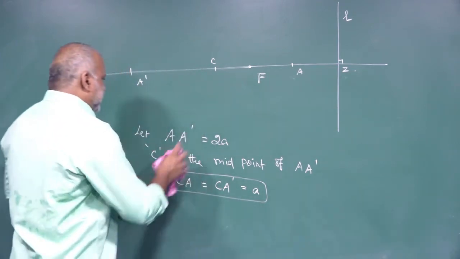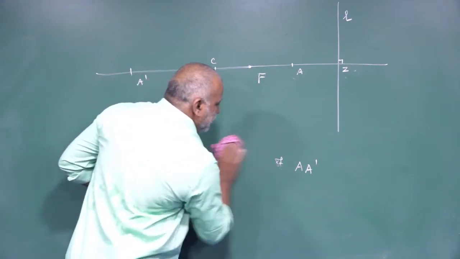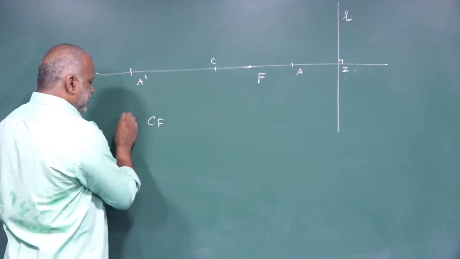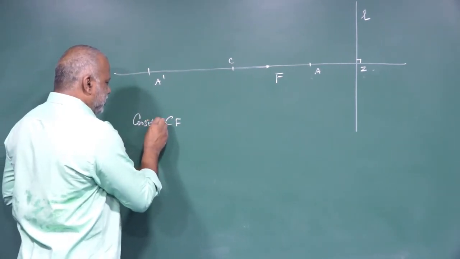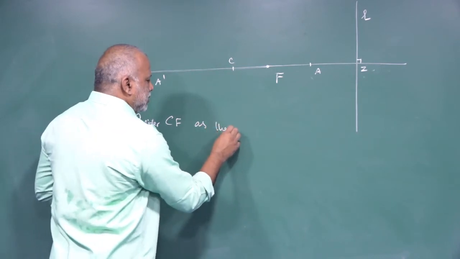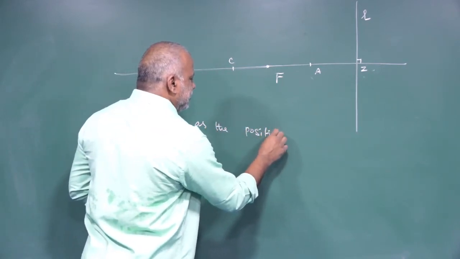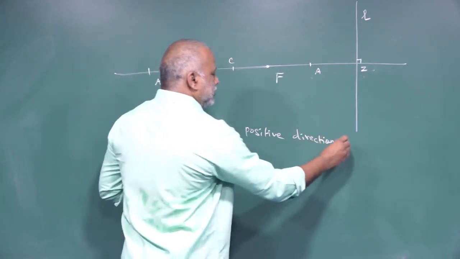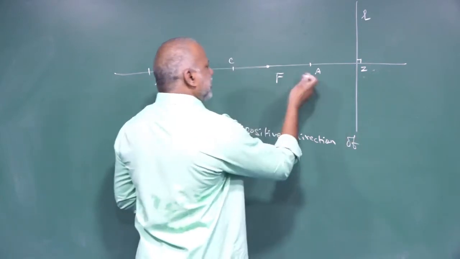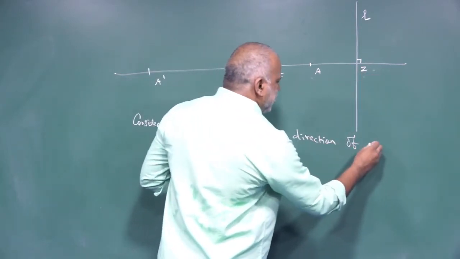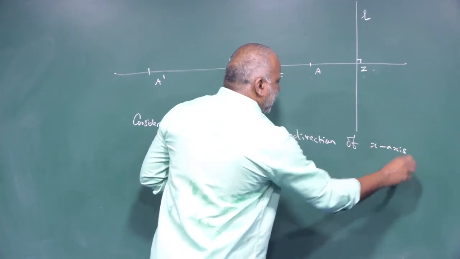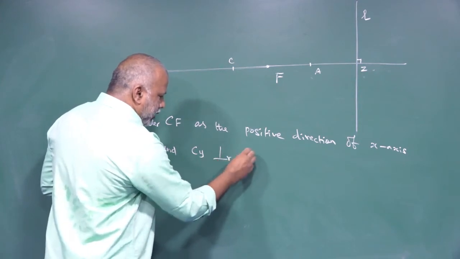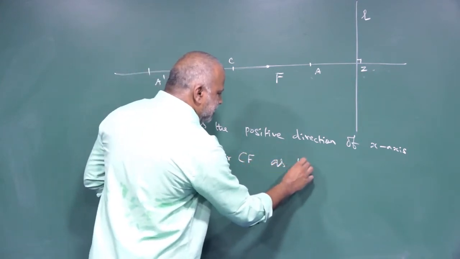Now, the next explanation is: consider CF as the positive direction of x-axis. Consider CF or CA or CZ, you can take any one, as the positive direction of x-axis, and CY perpendicular to CF as y-axis.